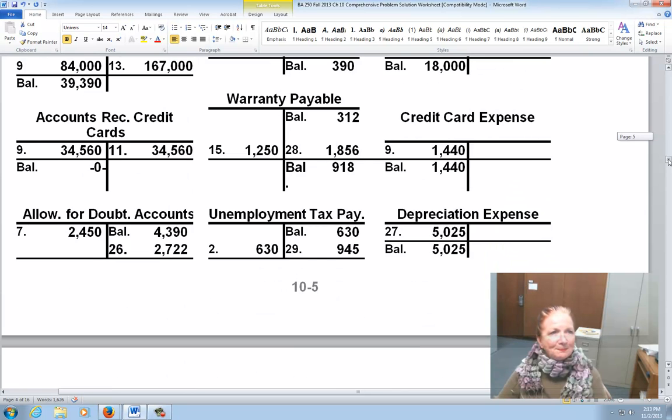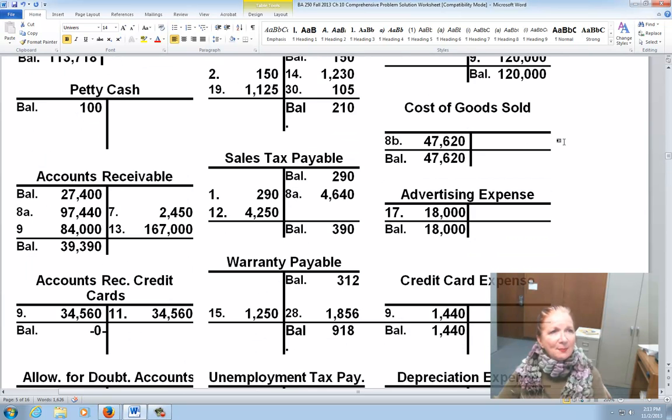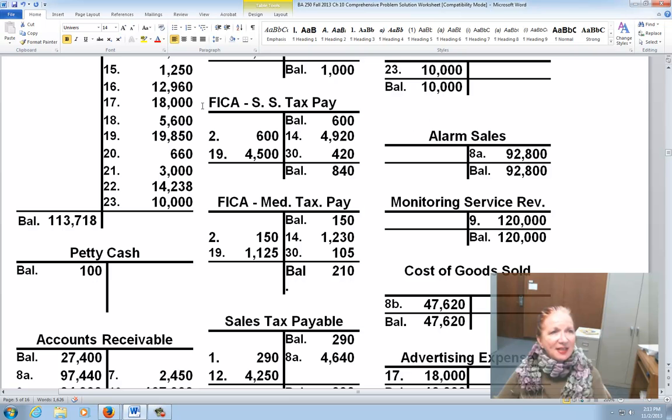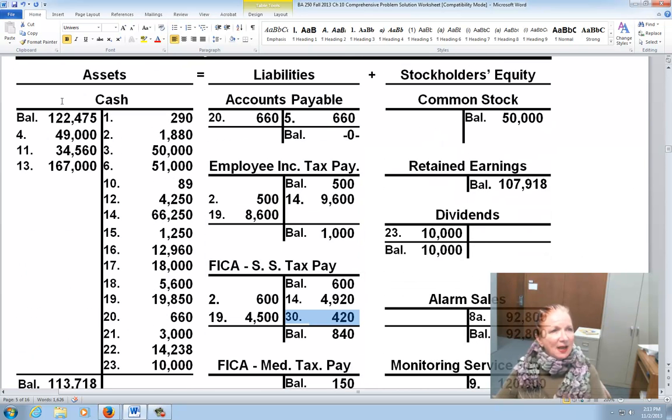So here are the liabilities. Here are the FICAs right here. And there's our two entries. Here's the 30 and here's the 30. So those two credits are in there. So we would just post all 30 of these with every one of their transactions. You can begin to see they all start with their beginning balances.